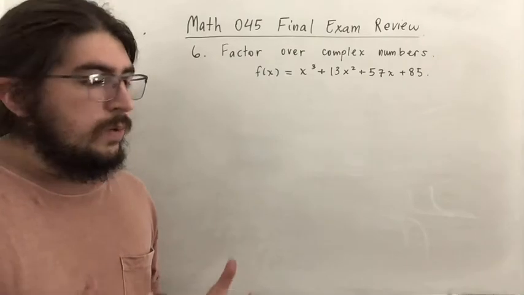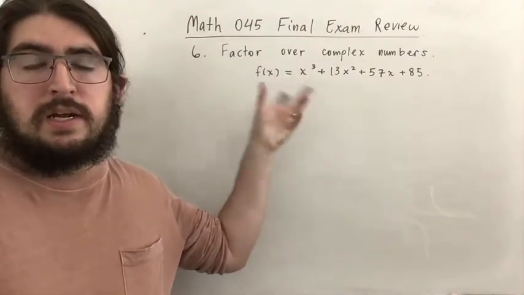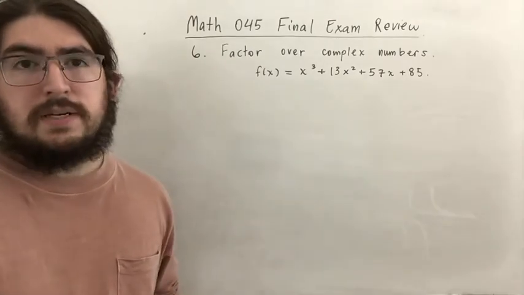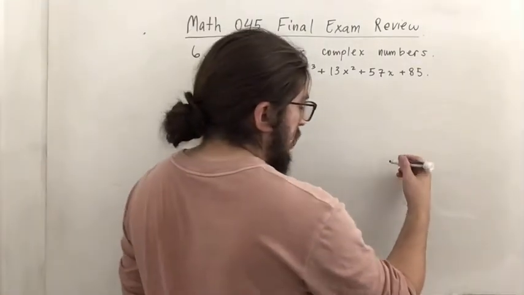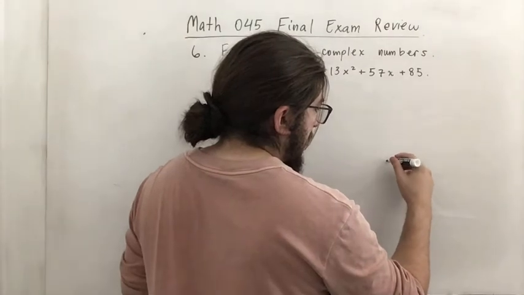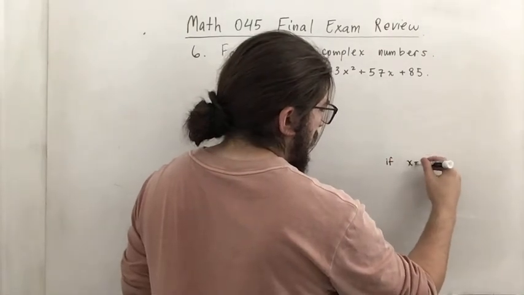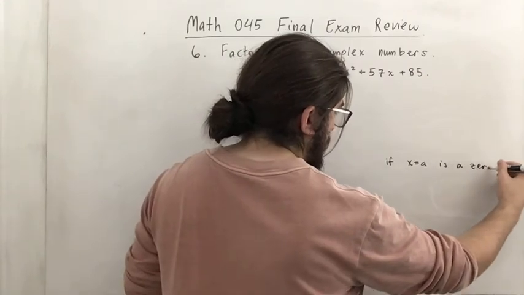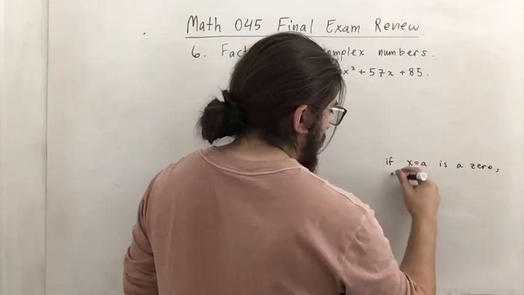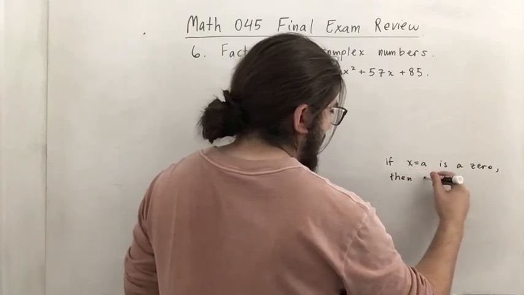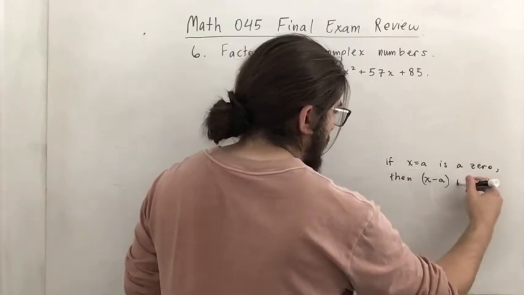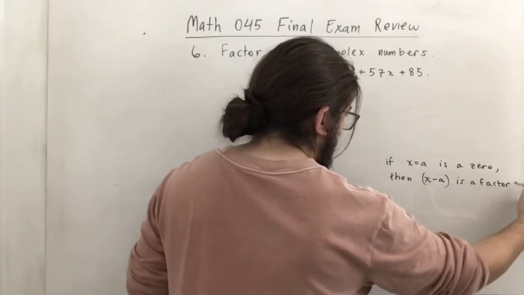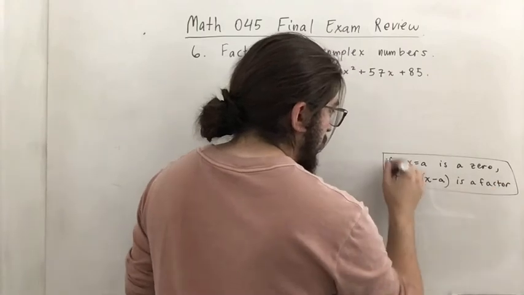So what we're really doing is finding solutions to this equation, and in noticing the solutions to this equation, zeros of a function really, correspond to factors. So this is the so-called factor theorem, and it says that if x equals a is a 0, then x minus a is a factor. That is the factor theorem.